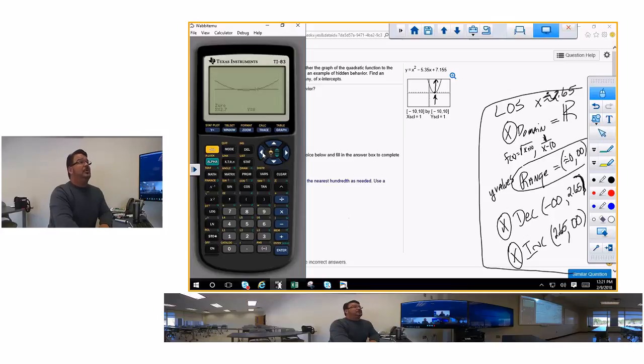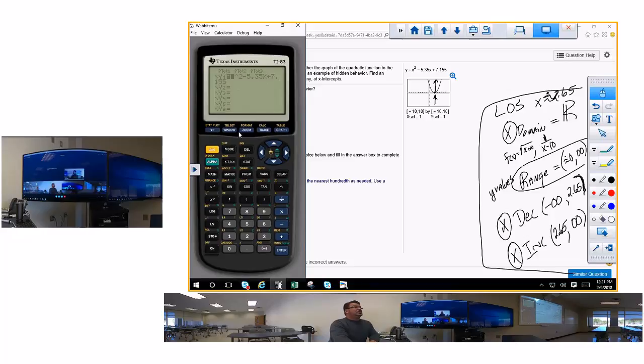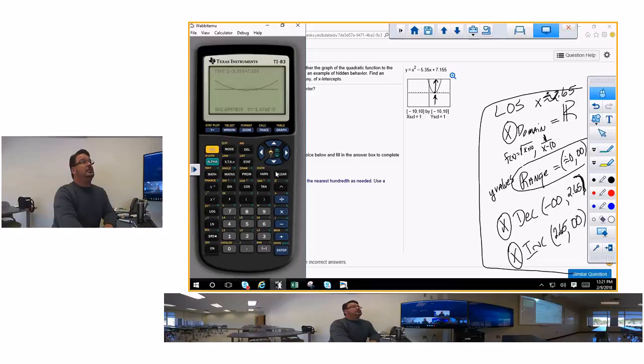Your vertex, I'm going to check to make sure I got it right. Calculate, and then the vertex on this one is the min. So go to min. It really doesn't matter which one you use, it'll tell you either one. But okay, left hand side is going to be right here, and the right hand side right there, and then left.